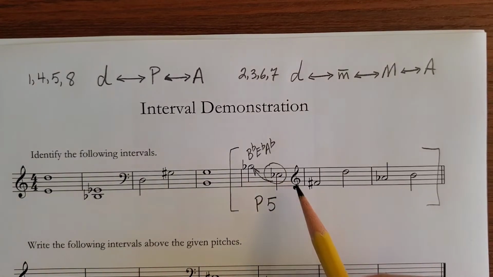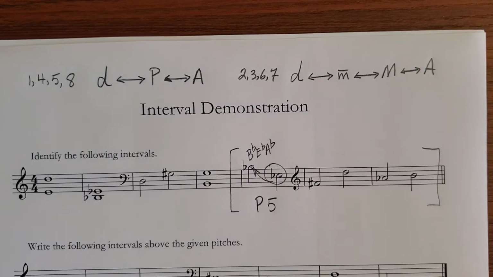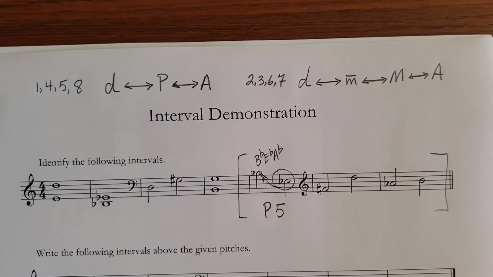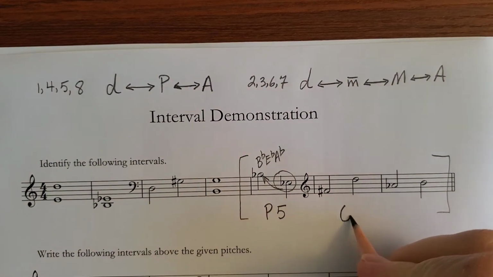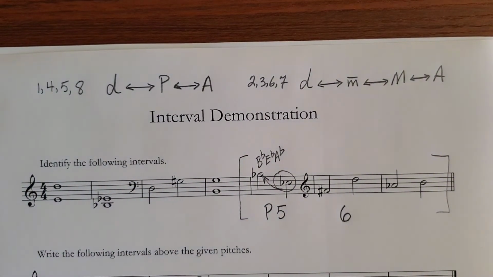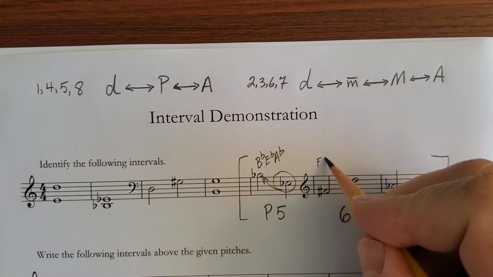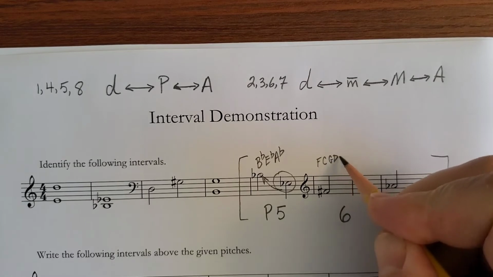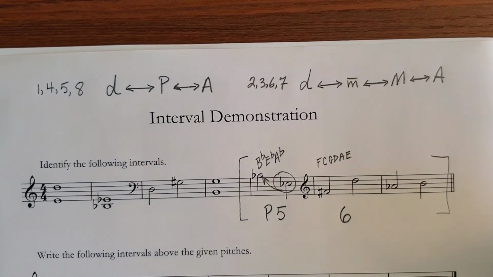Okay, now we're back in the treble clef. F sharp up to D. All right, count the interval number first. F, G, A, B, C, D is a sixth. Now think of the scale of F sharp major. F sharp major has F, C, G, D, A, and E sharps. It actually has 6 sharps, all sharps except for B.